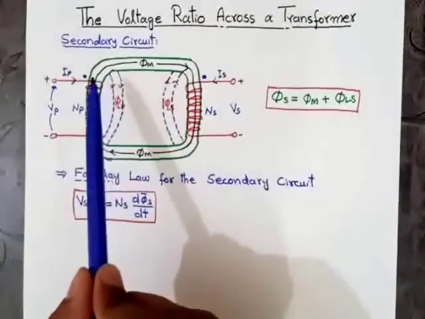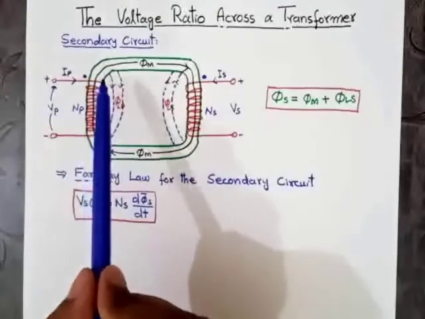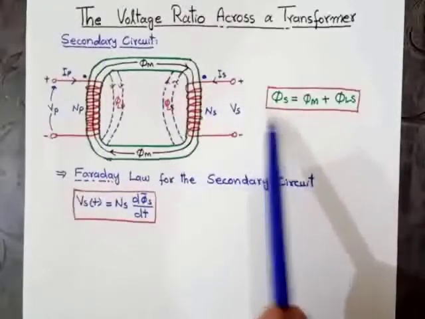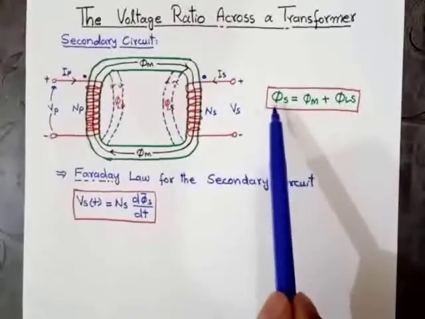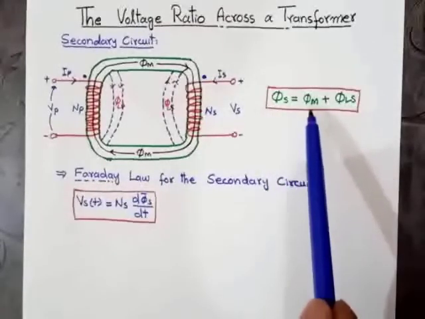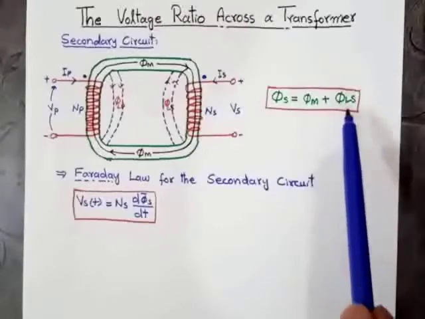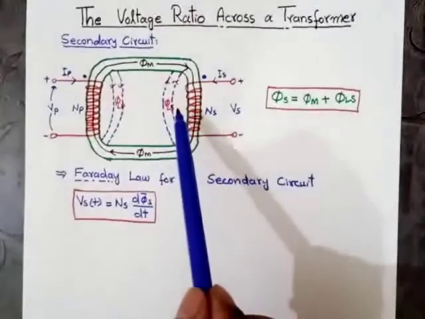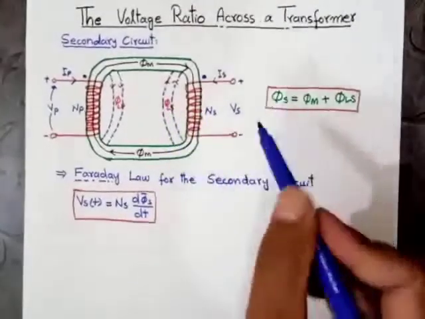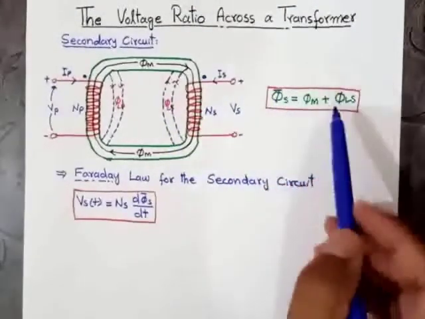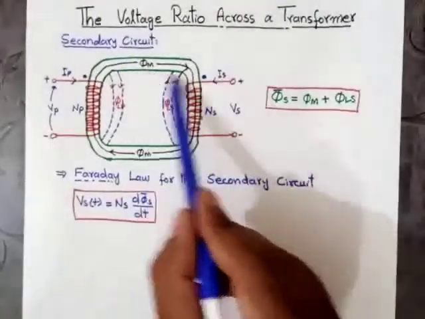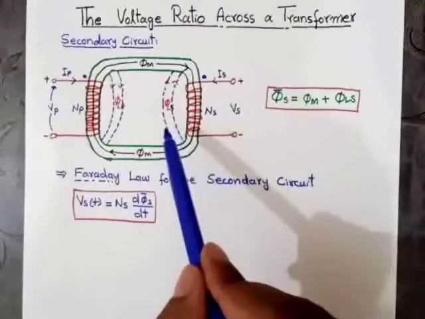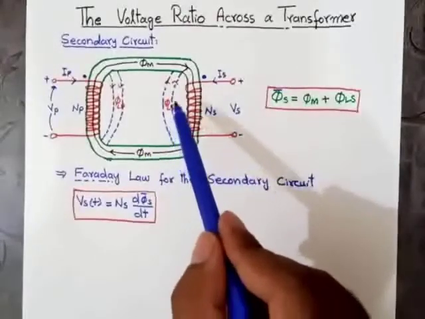Similarly, in case of the secondary winding, as we have already discussed, the total average flux φ'S will be equal to the mutual flux plus the leakage flux due to the secondary winding. This is the leakage flux. The total average flux is equal to the mutual flux, the flux which remains in the core, plus the leakage flux, the flux which breaks out of the core and passes through the surrounding air.